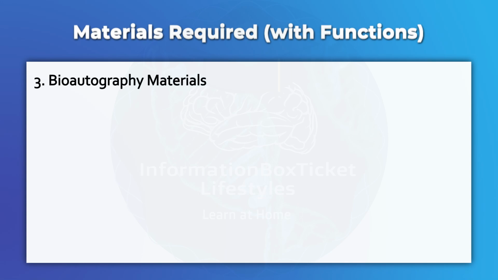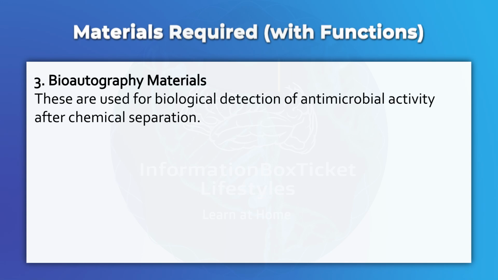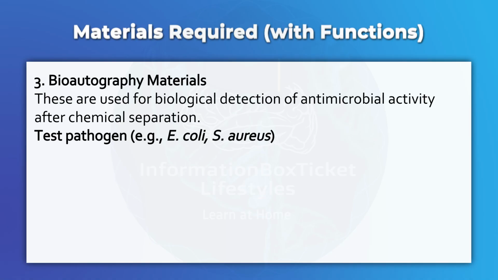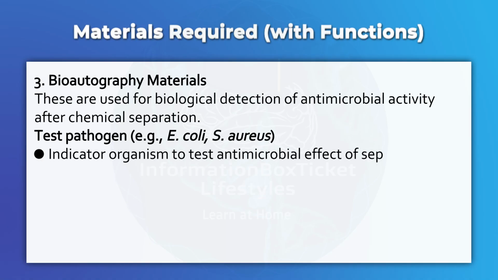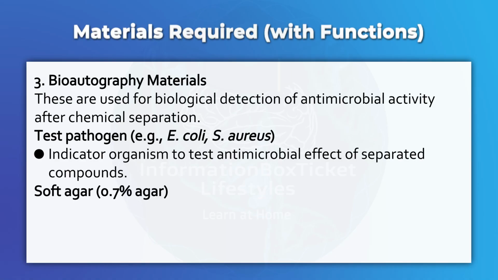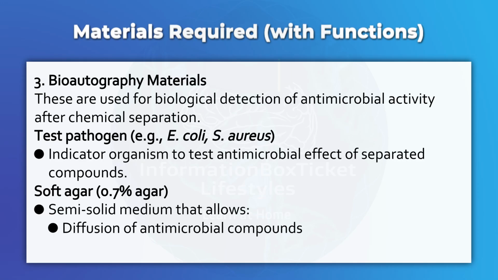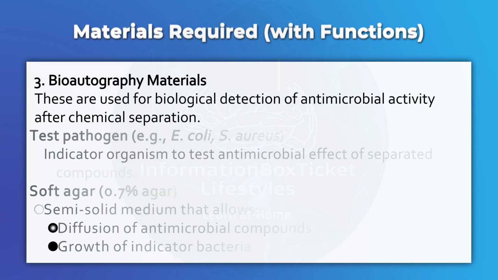3. Bioautography materials. These are used for biological detection of antimicrobial activity after chemical separation. Test pathogen, for example E. coli, S. aureus: the indicator organism to test antimicrobial effect of separated compounds. Soft agar, 0.7% agar: a semi-solid medium that allows diffusion of antimicrobial compounds and growth of indicator bacteria.